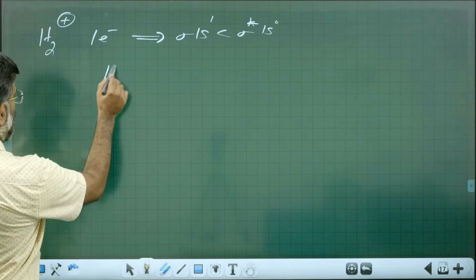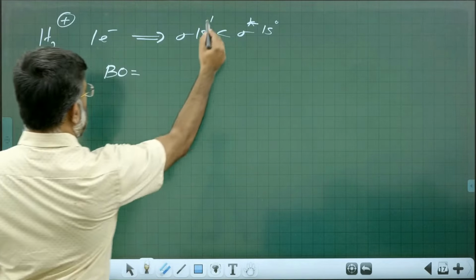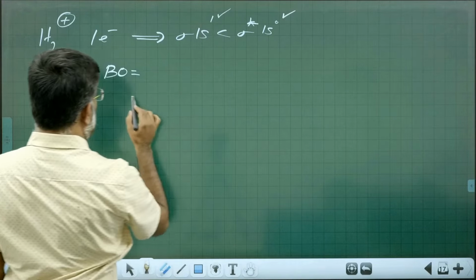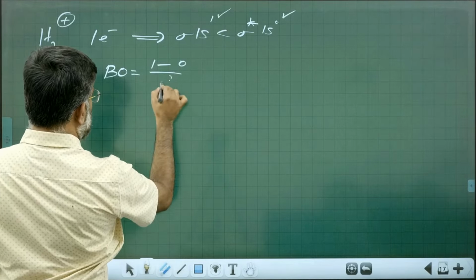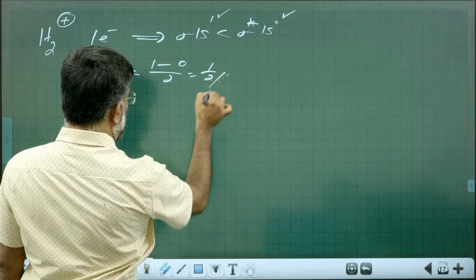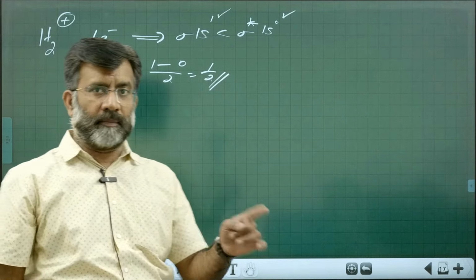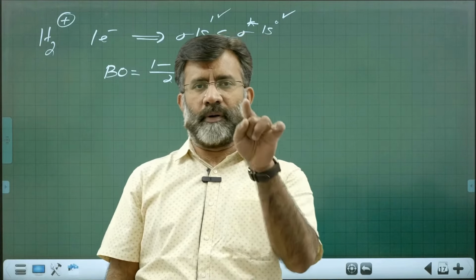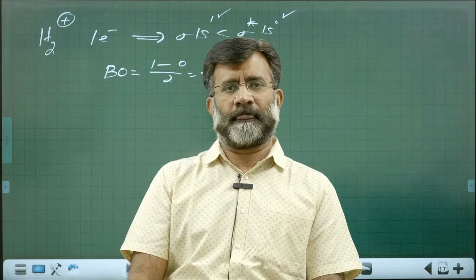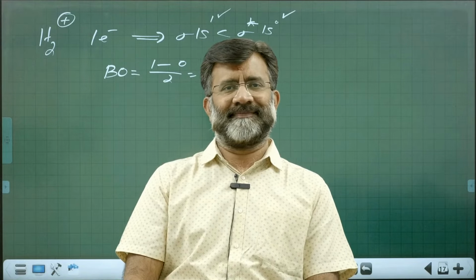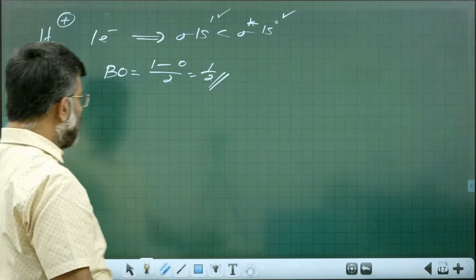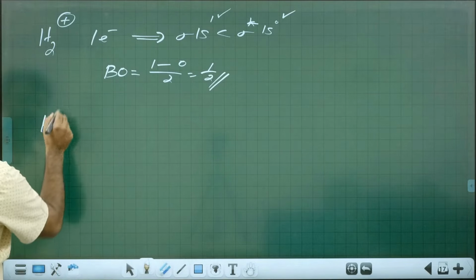What is the bond order? Bond order is equal to Nb minus Na by 2. So it is 1 minus 0 by 2. You are getting a fractional bond order. Earlier the bond order was 1. Now the bond order is half. Right? What if it is H2 minus?